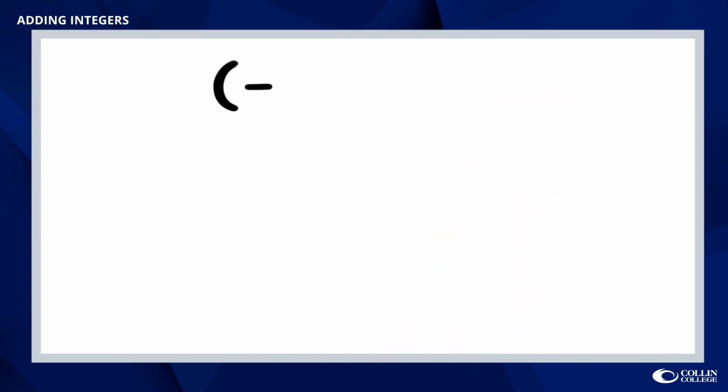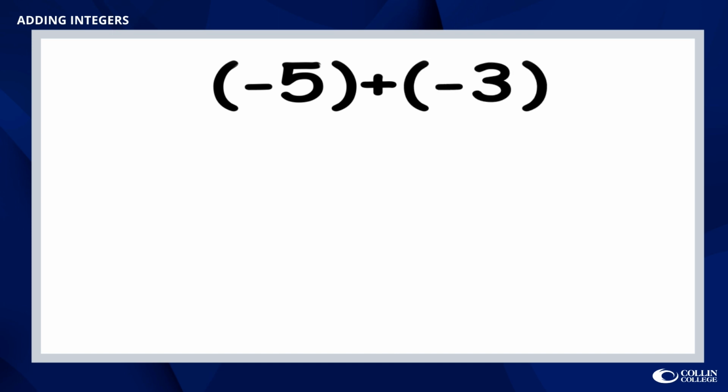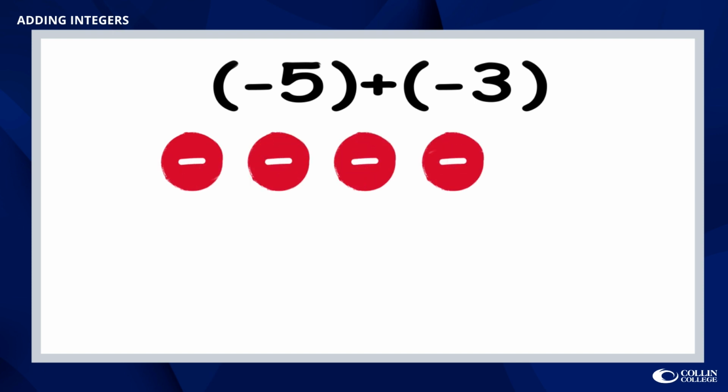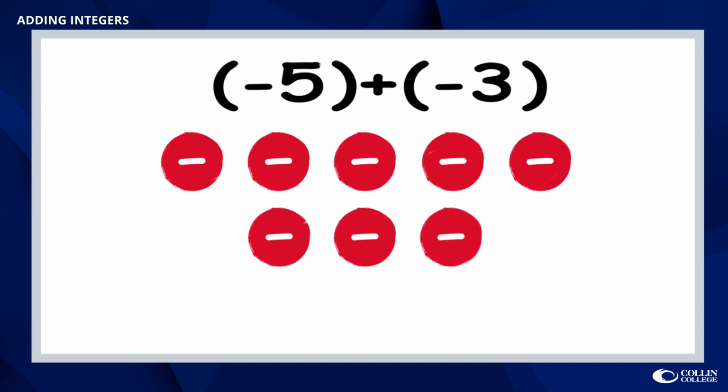Now we have 5 negatives plus 3 negatives. So this seems like it might be a challenging problem. Well, I just put 5 red circles here with 5 negatives. Okay, and then I add 3 more negatives, so 3 more red circles. Well, how many red circles do I have all together? Well, I have 8 red circles. So in other words, I have 8 negatives, or -8. Well, that seemed pretty similar to the last problem.